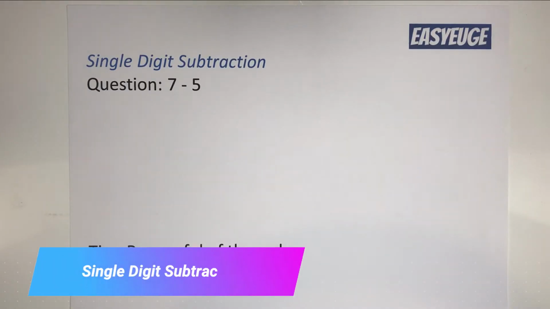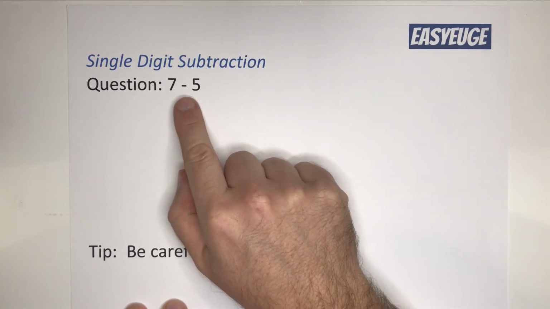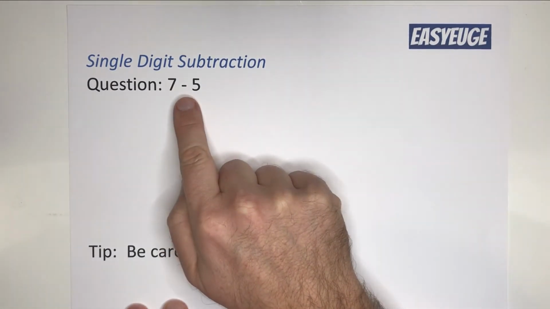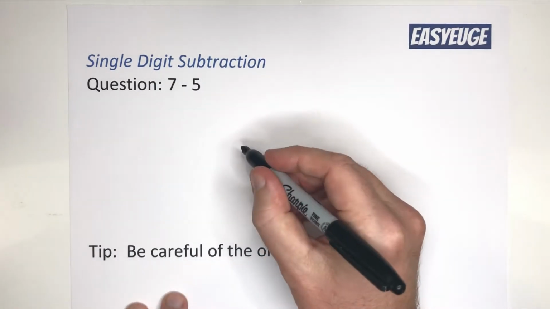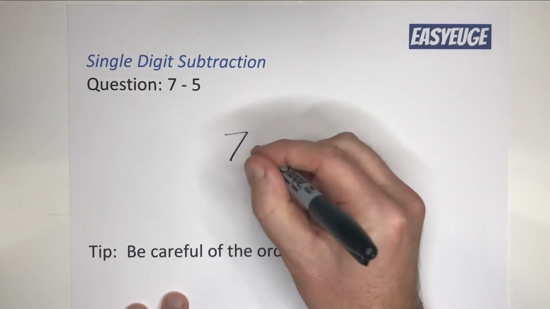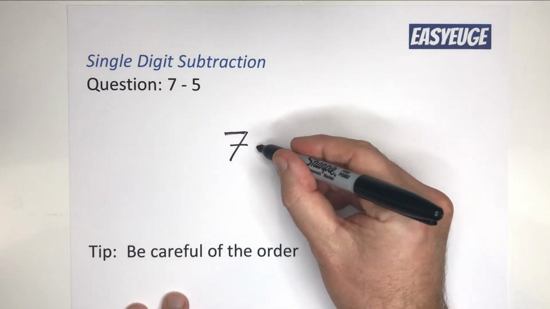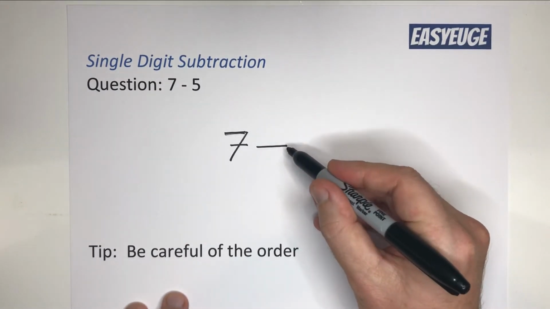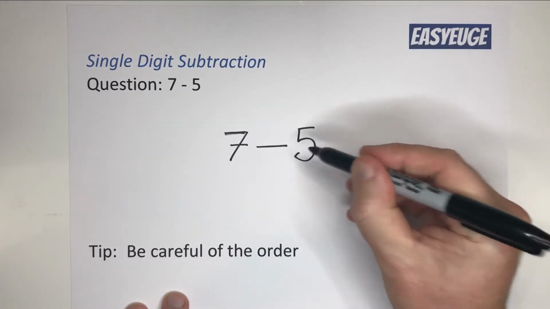Single digit subtraction. Okay, so the question here is 7 take away 5, or 7 subtract 5, and it's also known as 7 minus 5. So this little symbol here has a lot of different names. So let's write that down. Let's write down the number 7. Okay, there's the 7. And we will write down this new symbol. It's really a straight line, but this is the symbol for subtract. And let's write down the number 5.